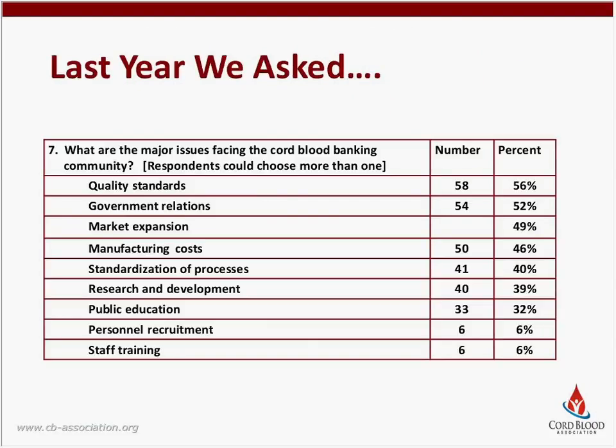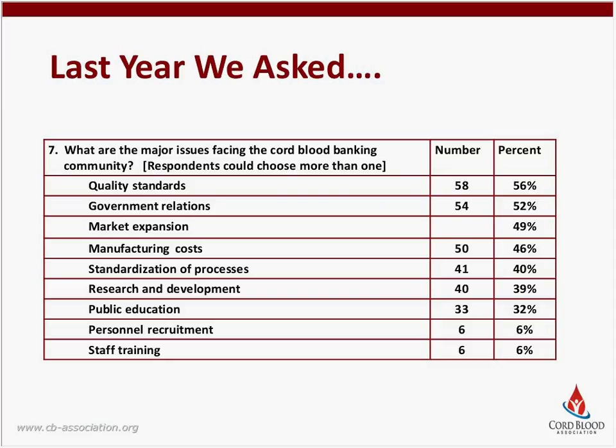Last year we asked some key questions to better understand what the priorities of the banking and cord blood focused community would be. And you can see on this slide that there were several top issues, including quality standards, government relations, market expansion, manufacturing costs, standardization of processes, and research and development. And that really informed our policies about which committees we organized first to address these priorities of the community.